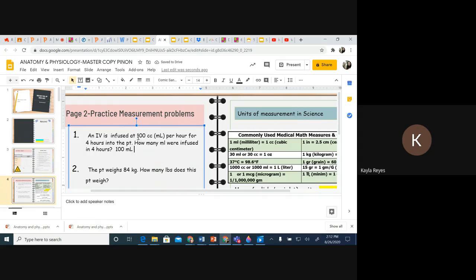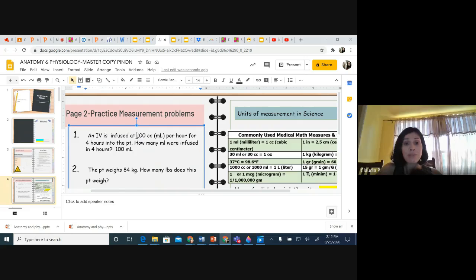Do you just multiply 100? Yes, you just multiply. So I heard 100 per hour, right? So if you're getting 100 per hour, we know there are 4 hours. So we're going to multiply that times 4, and that would be 400, right?